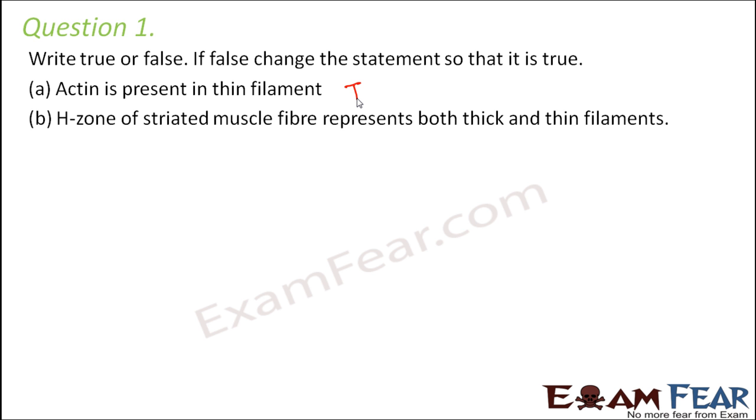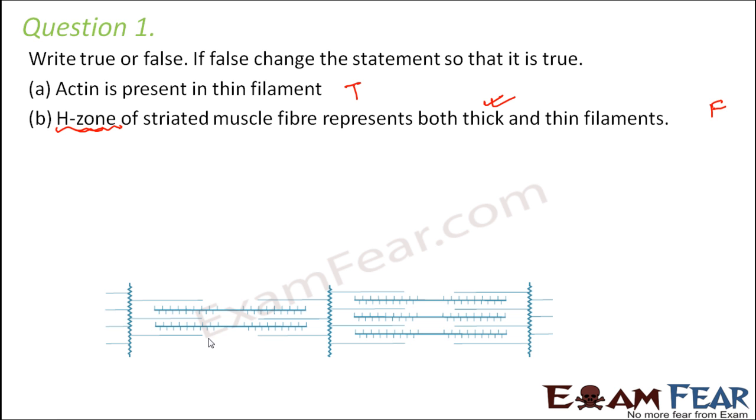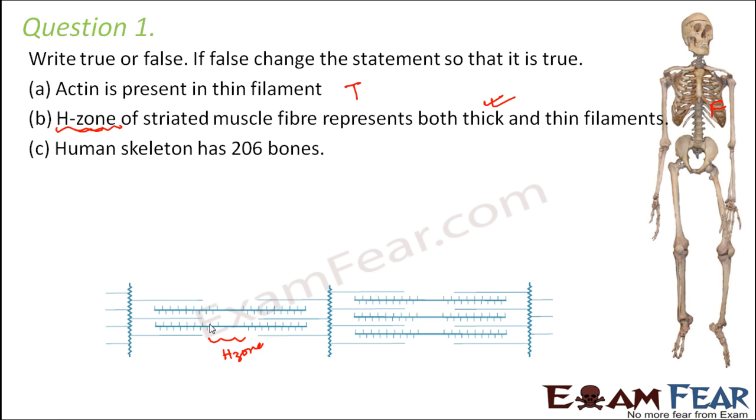H-zone of striated muscle fiber represents both thick and thin filaments. No, H-zone is that central portion of the filament which has only the thick filament. It does not have the thin filament. So H-zone only has the thick filament. So this is false. So if you look at it, this is the H-zone. So if you see, it has only the thick filaments not overlapped by the thin filaments.